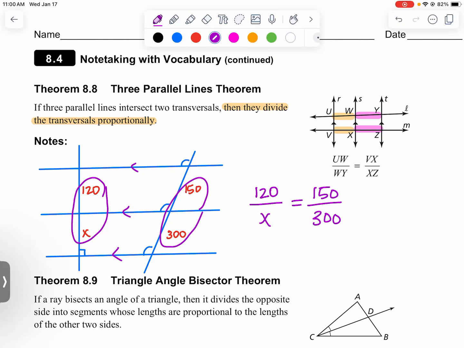Cross multiply. We have 150x equals 36,000, which means x is 240.